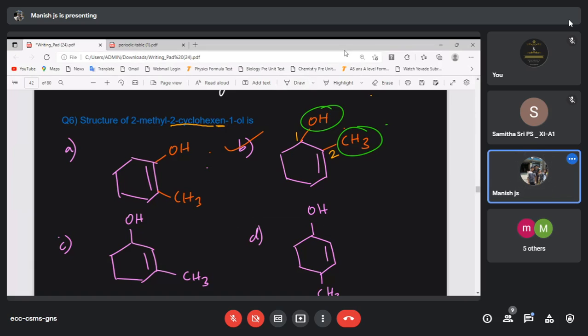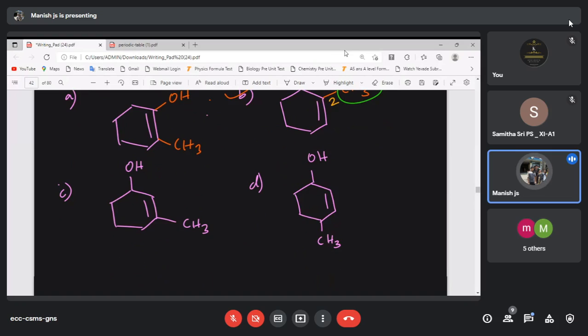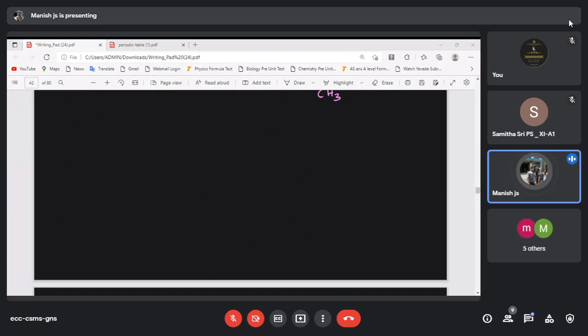Okay, I'll speak now. I hope this is clear. This is all based on the way we find out the structure from the name. So depending on the name, we will find out the structure.